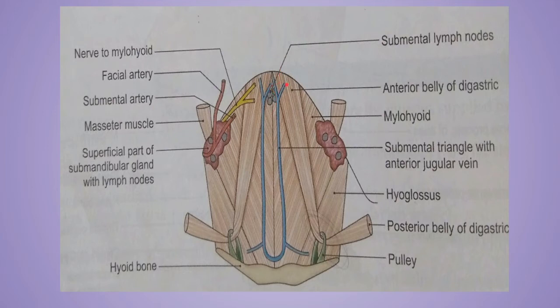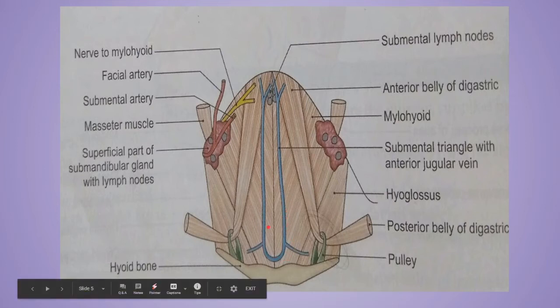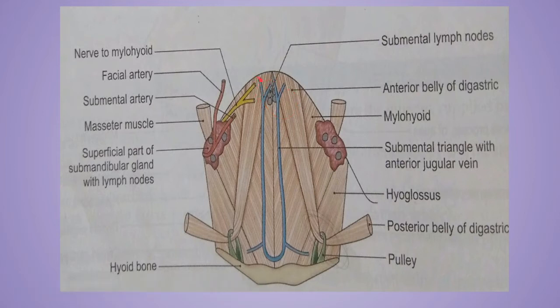And over here, as you can see, small submental veins are also present. These small submental veins will unite together and form the anterior jugular vein of the submental triangle. And this anterior jugular vein will descend downward and unite to form the jugular venous arch. So 2 things: the submental lymph nodes which drain particular 5 places, and the small submental veins which unite to form the anterior jugular vein.